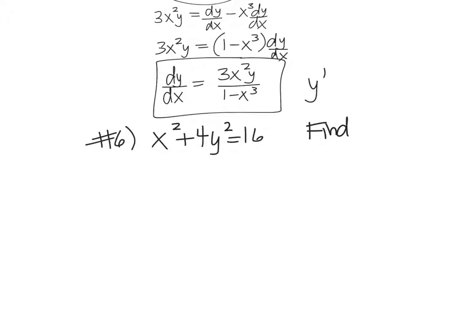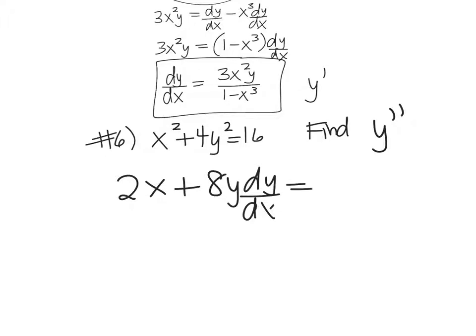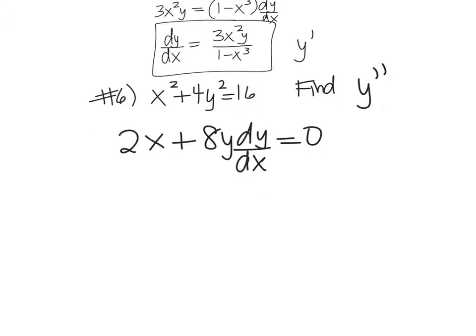We'll call it y double prime for you people that don't like to write dy dx. I personally like to write dy dx, but that's okay. So let's first find the first derivative. You probably know how to do that now. This one's not too bad. You go 2x plus 8y dy dx equals 0. Okay? So go ahead and solve for dy dx.